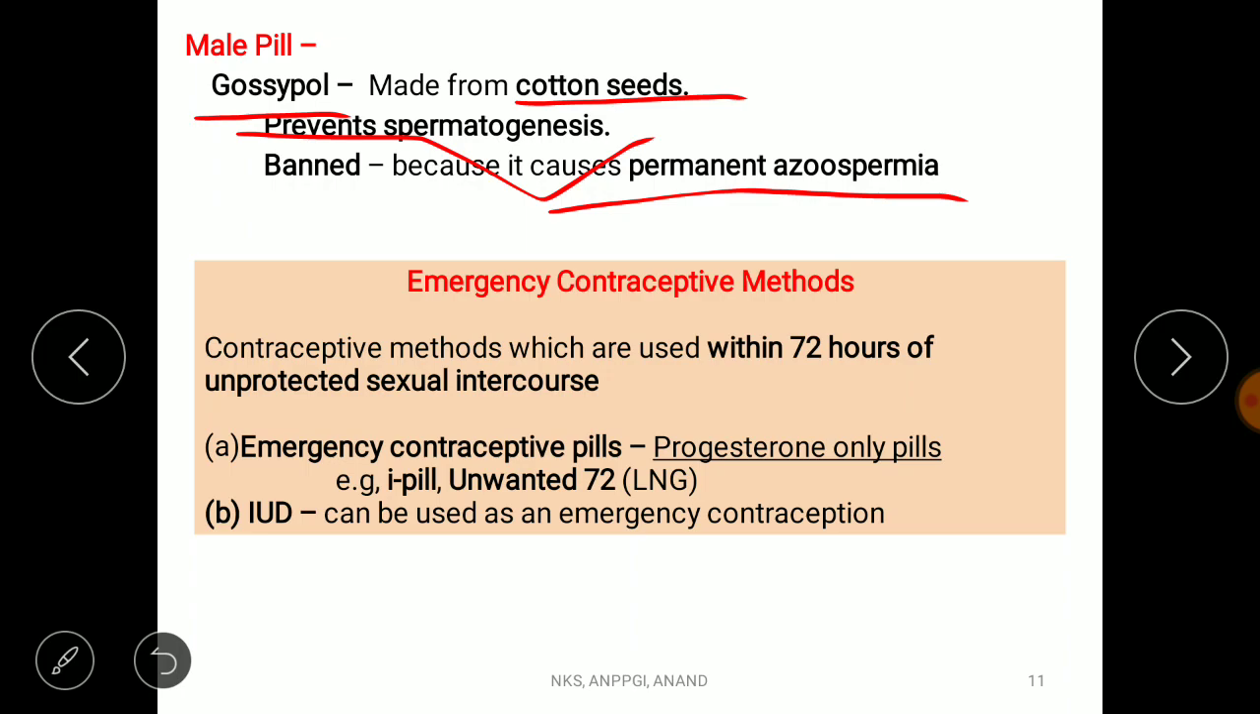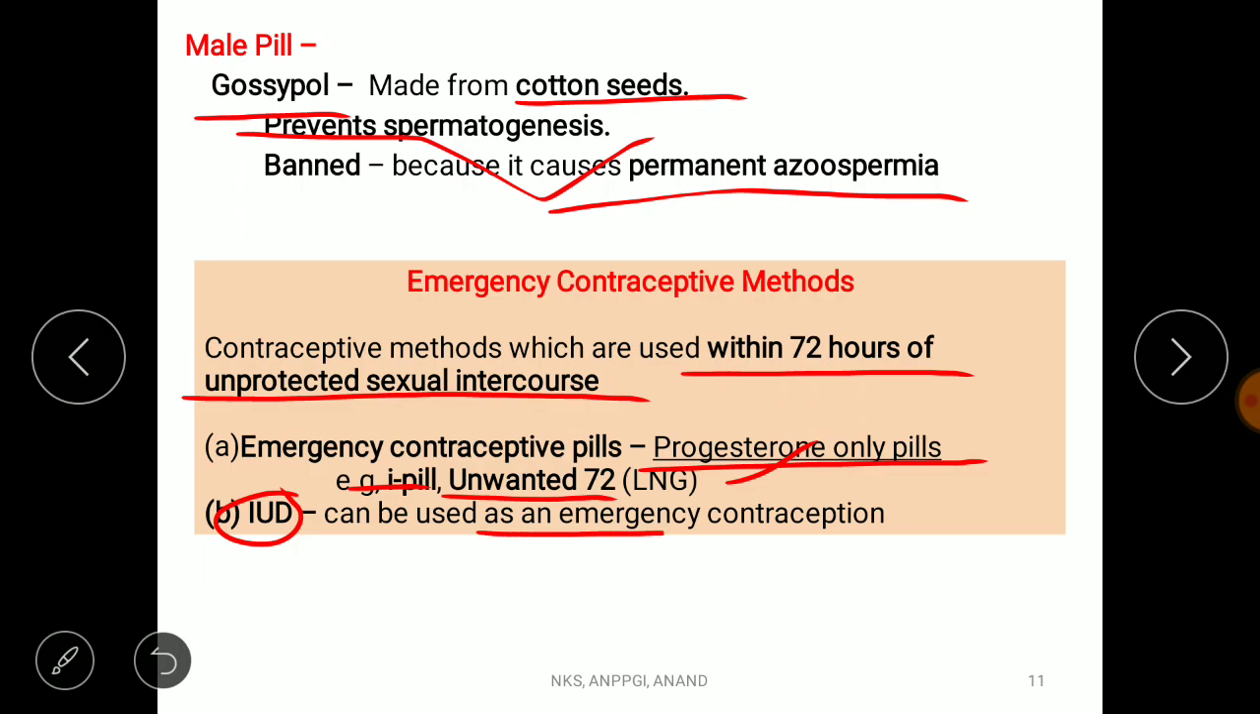Another group which is called the emergency contraceptive method. So emergency contraceptive method is taken within 72 hours of the unprotected sexual intercourse. And emergency contraceptive pill normally contains progesterone only pill, right? Examples are I-pill, Unwanted 72, Plan B, etc. And second method in the emergency contraceptive is IUDs also, right? And these IUDs can be used in the emergency contraception also.